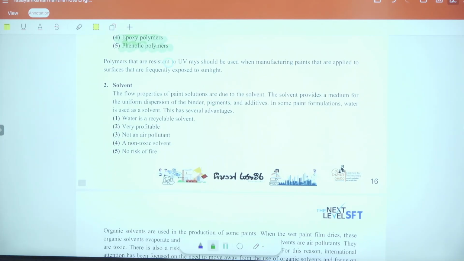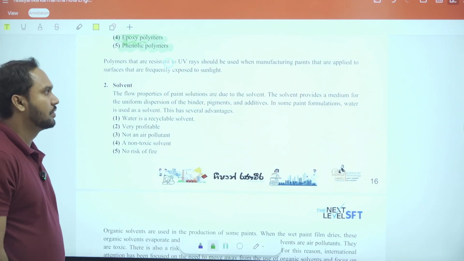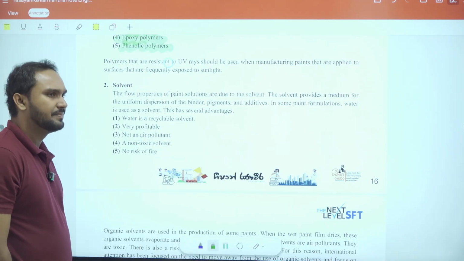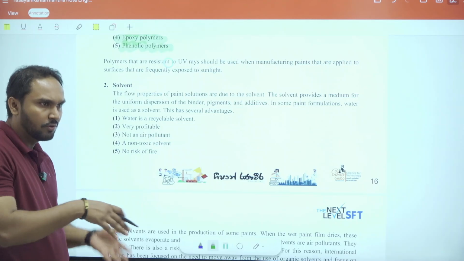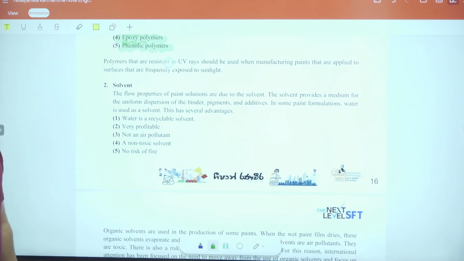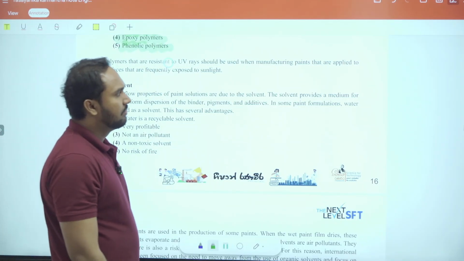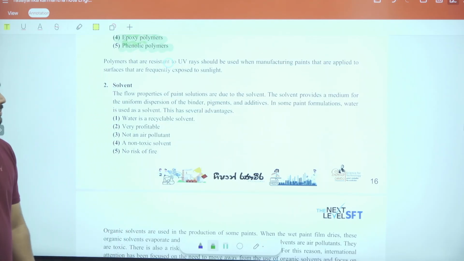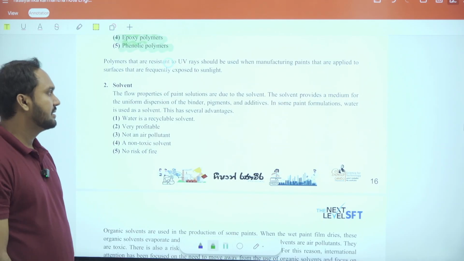Then come to the solvent. The flow properties of paint solution are due to the solvent. Now the flow properties is what? The viscosity or the flowability, right? The thickness simply. The solvent provides a medium for the uniform dispersion of the binder, pigment and additives. In some paint formulations, water is used as a solvent, right? In which sort of paints? Emulsions, right? This has several advantages.